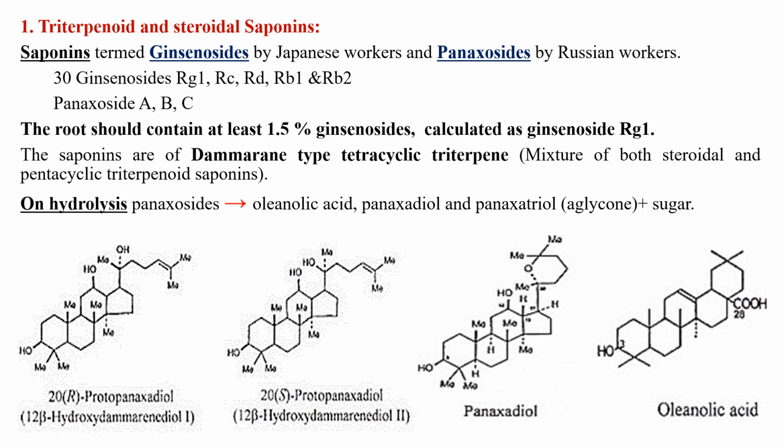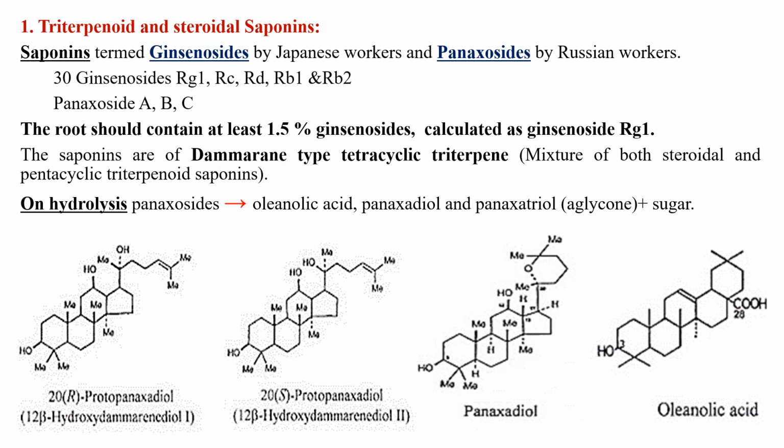It has taken a long time for scientists to work on the isolation of different types of saponins from ginseng, and around 30 ginsenosides were separated. The most important or major compounds were named Rg1, Rc, Rd, Rb1 and Rb2, and also a different series of panaxosides were isolated and identified by Russian scientists, named panaxoside A, B, C, and so on. The root should contain at least 1.5% ginsenoside, usually calculated as ginsenoside Rg1.